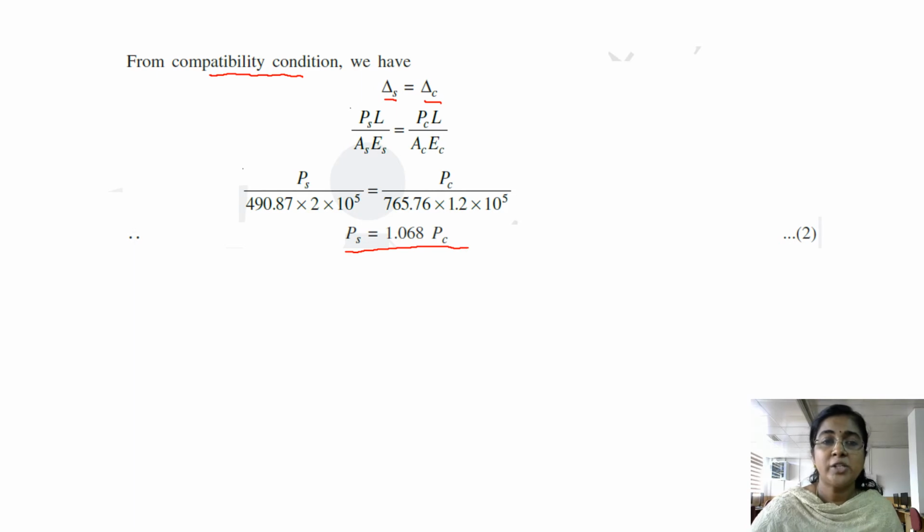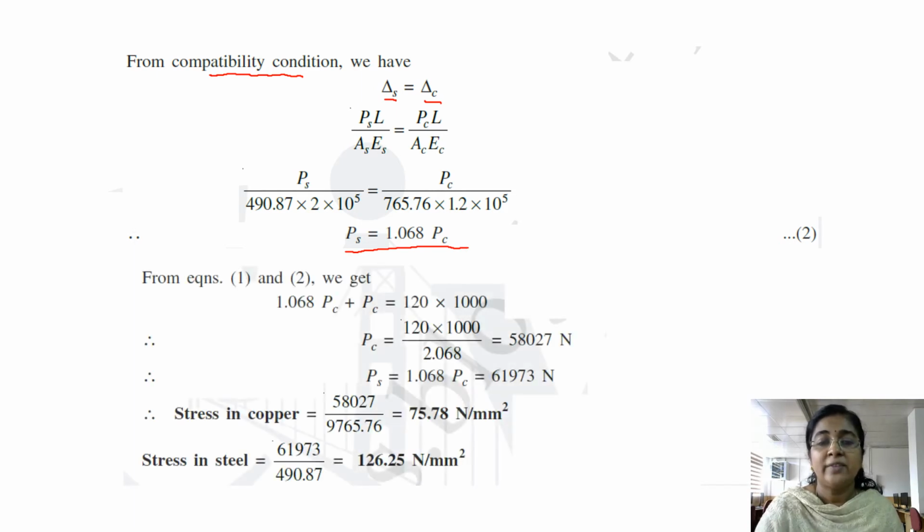Substituting the second equation in the first equation, that will give the value of PC, that is load taken by copper, as 58027 Newton and load taken by steel as 61973 Newton. Then obtaining these loads, we can find out the stresses. Stress in copper is load divided by corresponding area of copper, that is 75.78 Newton per mm square, and stress in steel is load taken by steel divided by area of steel, that is 126.25 Newton per mm square.